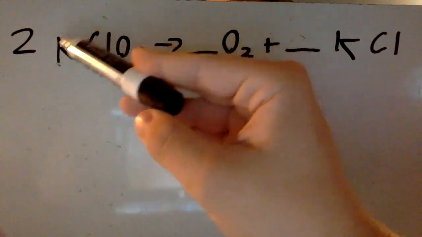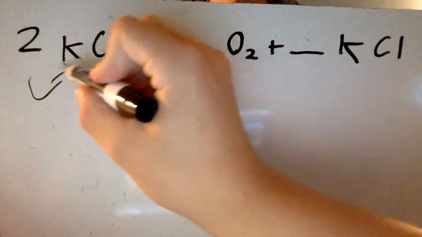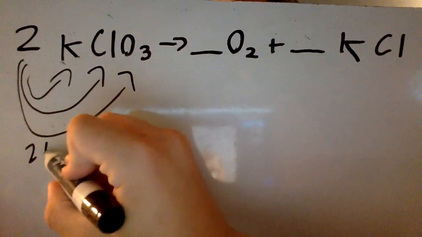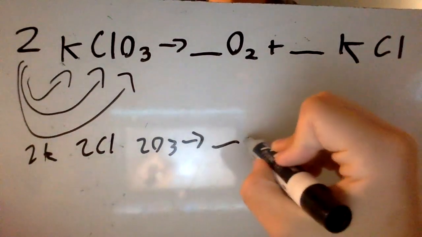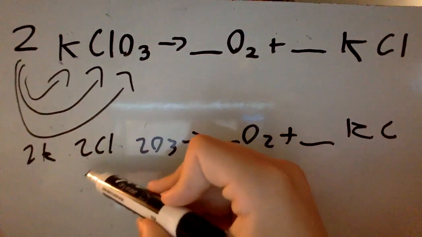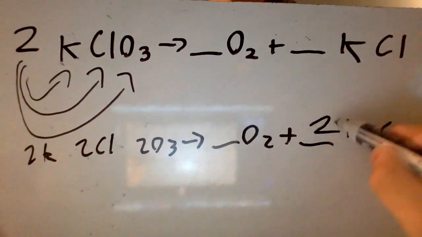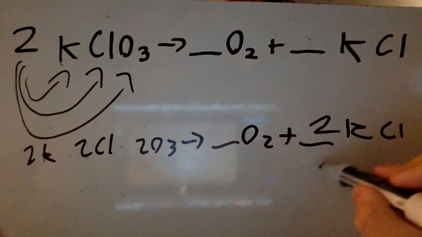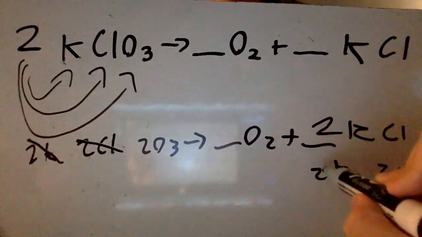Now you're not supposed to have a 2K, a 2Cl, or a 2O3 because that's not how coefficients work. As I said, it distributes to each one, which makes this 2K, 2Cl, and 2O3, O2, and KCl. On the reactant side, we have 2K and 2Cl. To balance it on the right side, we need to put a coefficient of 2 to distribute to one of those, which means it's 2K and 2Cl. As you can see, these are now balanced.